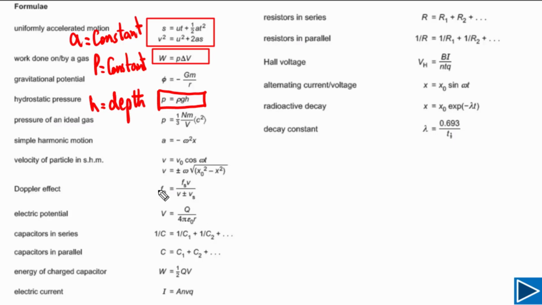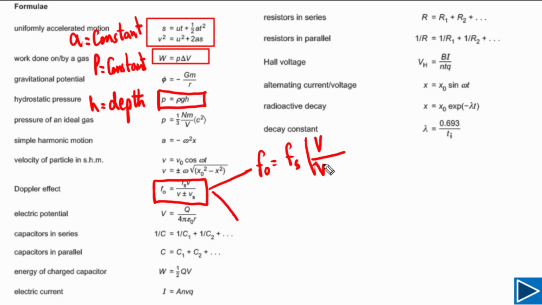The next important formula you need for AS physics is the Doppler effect. If you look at the denominator, it is written plus minus. It simply means that when the source is approaching, the observed frequency will be equal to the frequency of the source times the speed of sound divided by v minus vs. This formula is only for when the source is approaching. So this is a very important one.